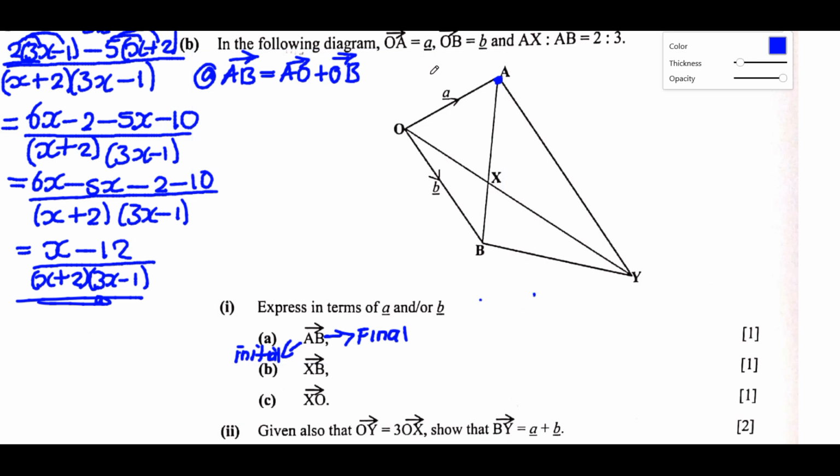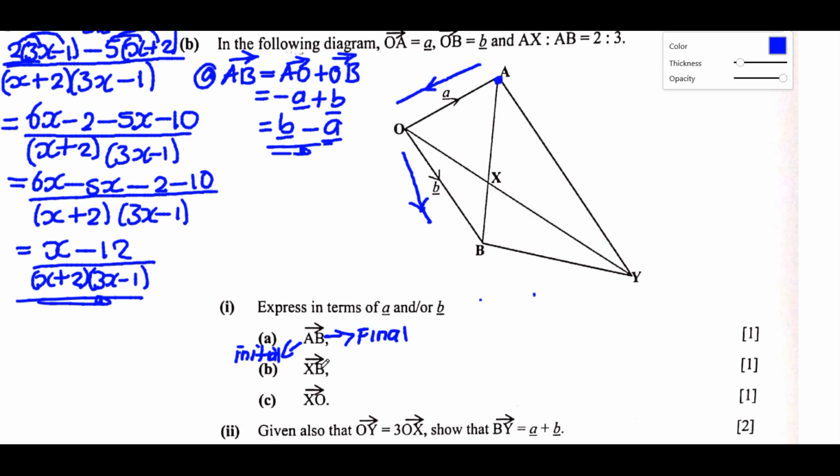The first route here, we are moving from A going to O, so we introduce the negative sign to the vector OA. This becomes negative A. Then for this one, we are just going toward the arrow, so we get plus B. It's better we start with the one with the positive sign: B minus A. So this is our final answer.